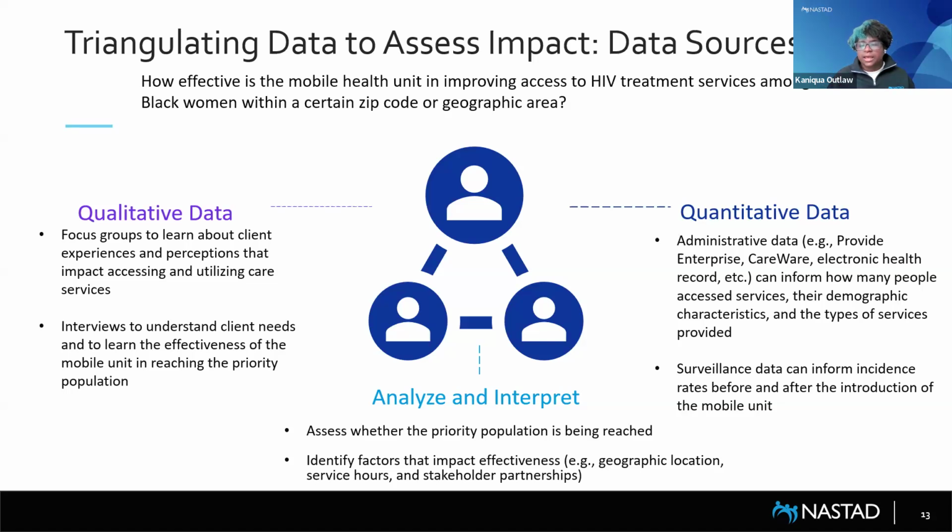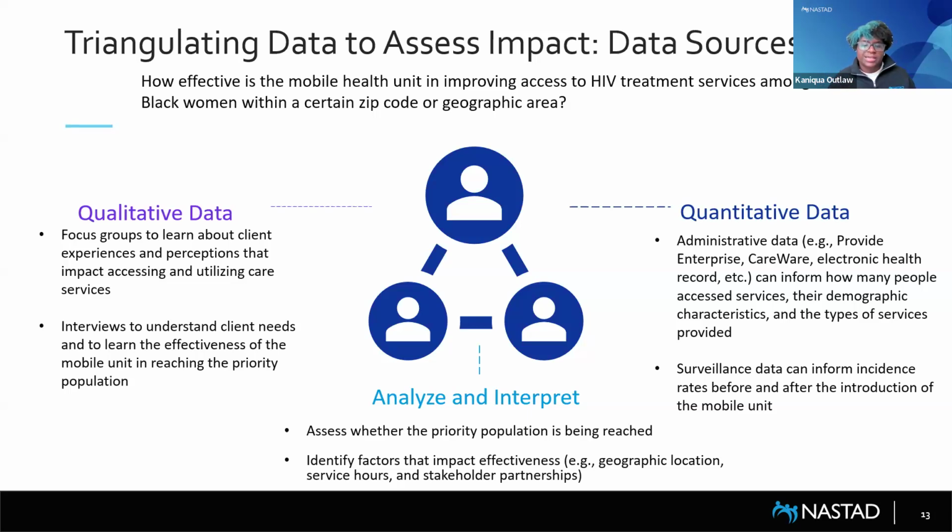Is the unit reaching the intended areas? Is it underutilized in some areas and perhaps overwhelmed in others? Think about how that would be really useful information to guide your program evaluation strategies. You might also consider using administrative data, for instance, so that you can quantify the number of people who access services as well as their demographic characteristics. This is also going to be another way for you to inform whether or not your priority population is being reached.